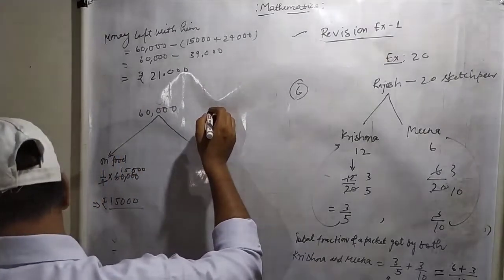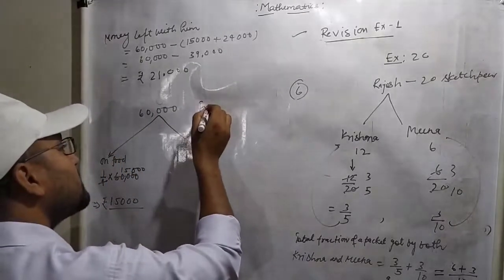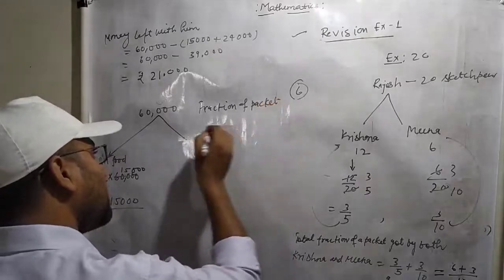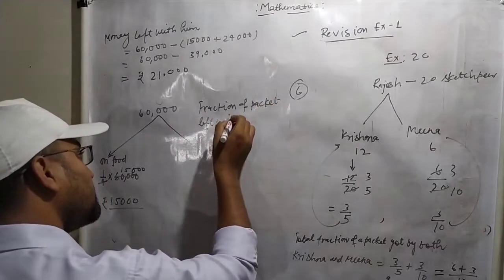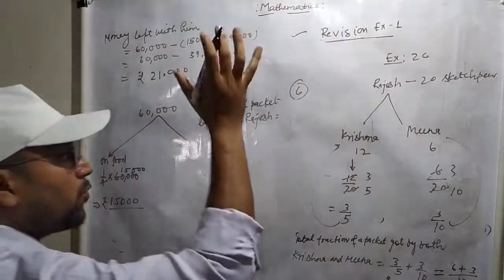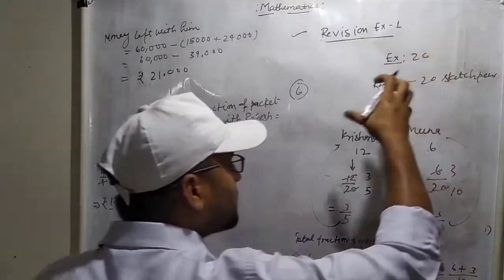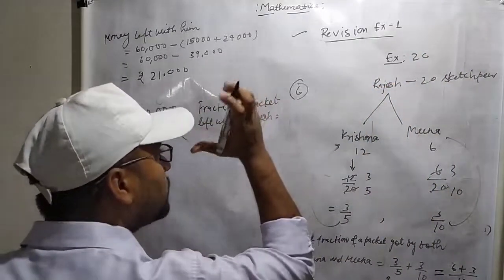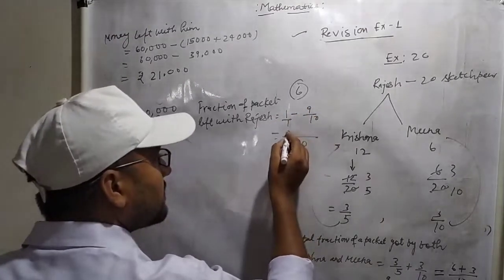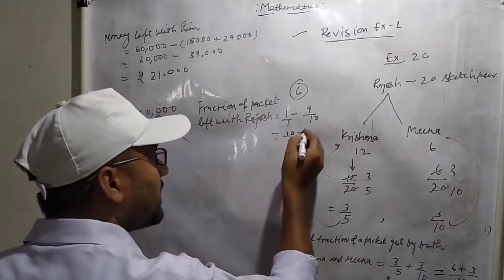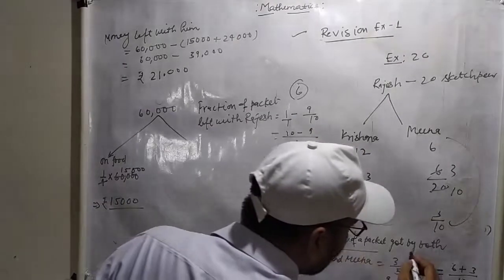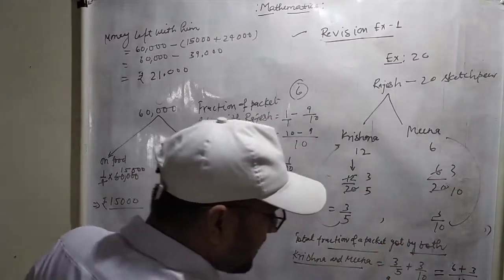So what is asked? What fraction of the packet was left with Rajesh? If we suppose the total amount is 1, this is 20 sketch pens, it is a given amount, but in a fraction, suppose it is 1 unit: 1 minus 9/10. Here 10 divided by 10 is 1, multiplied by 9, then you will get 1/10. That's why I found this in the previous video.